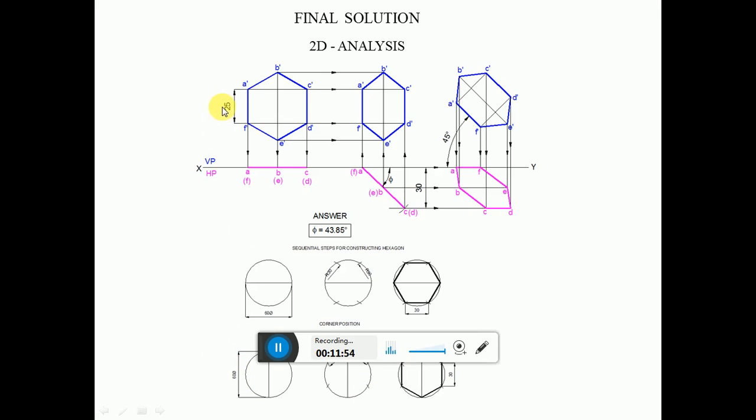If the size is 25, you take 50. If the size is 30, you take 60. So this is how we can construct the hexagon by using the corner method, by using the compass. So there is no need for using the protractor.